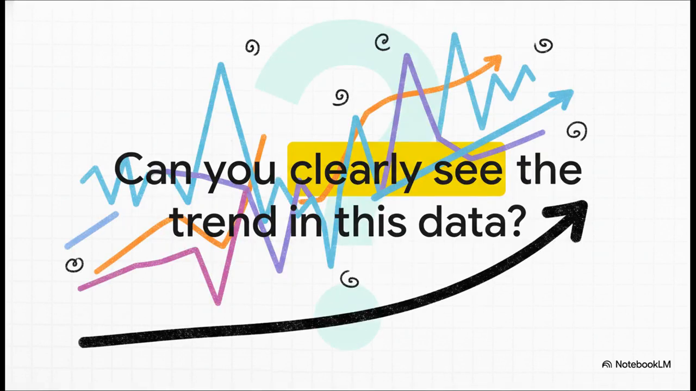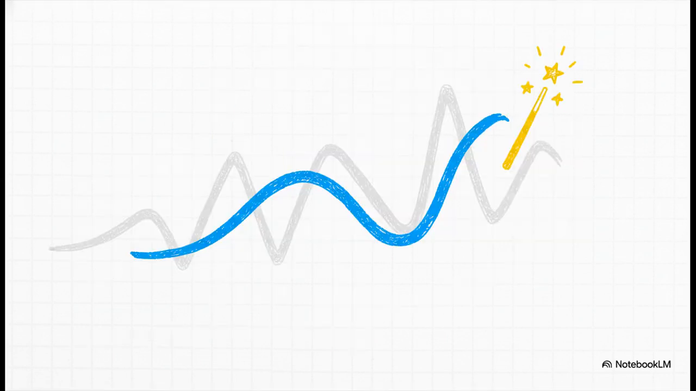So let me ask you, could you draw a single line through that and confidently say, this is the trend? I mean, where would you even start? It's tough. All those crazy spikes and dips, they're hiding the real story. But what if we could just calm all that noise down? What if we could smooth out those wild swings and actually see the pattern that's been hiding underneath all along?